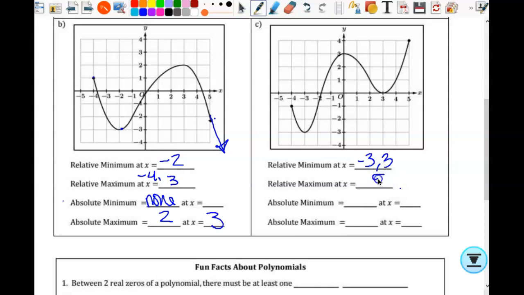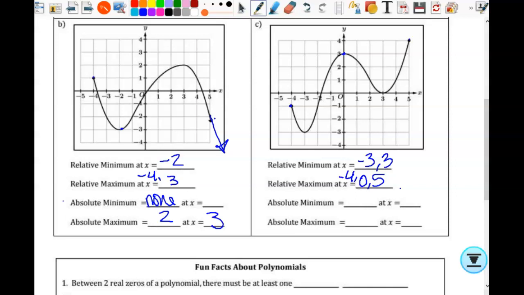5, okay. And 0? Anything else? There's another one. What? And -4. Okay? Because this is a relative maximum, right? Because it's at an endpoint. Relative maximum, relative maximum. Okay? We good with that? Okay? Don't forget about those endpoints.